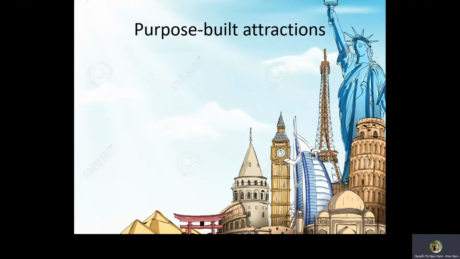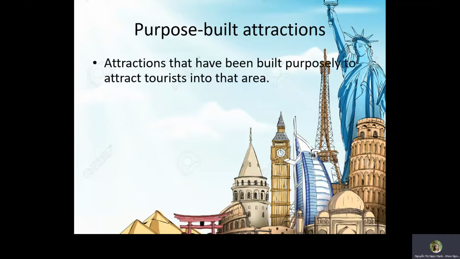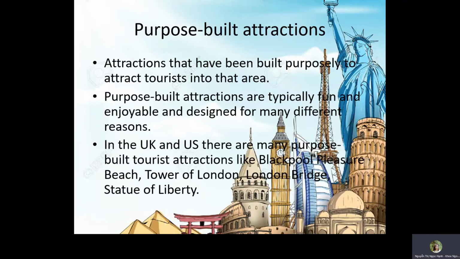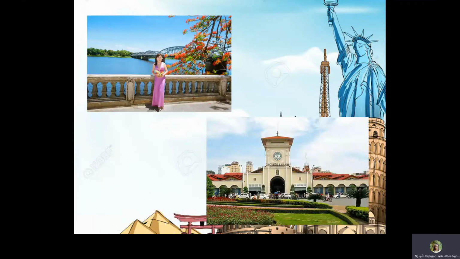And how about purpose-built attractions? As I said last week, these are attractions that have been built for a specific purpose, to attract tourists into that area. For example, the Tower of London, London Bridge, or the Statue of Liberty. So here, the Statue of Liberty.